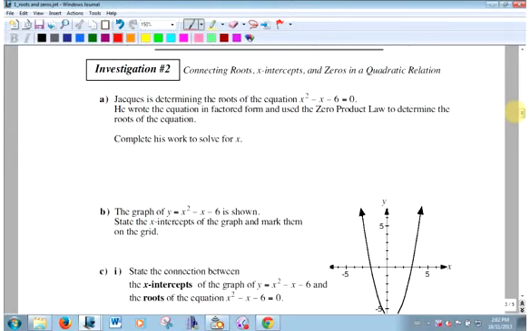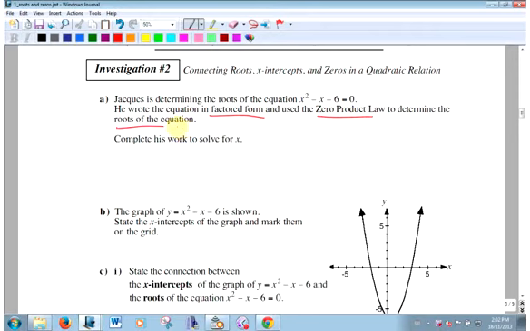Let's go French. Jacques is determining the roots of the equation x squared minus x minus 6 equals 0. They do that, don't they? Yes, they do. He wrote the equation in factored form. Okay, I hope we didn't forget factoring. Do you think you can all factor that thing? Luckily for you, we did that chapter first. That's a good coincidence, eh? Zero product law. Have you ever heard of something so strange?